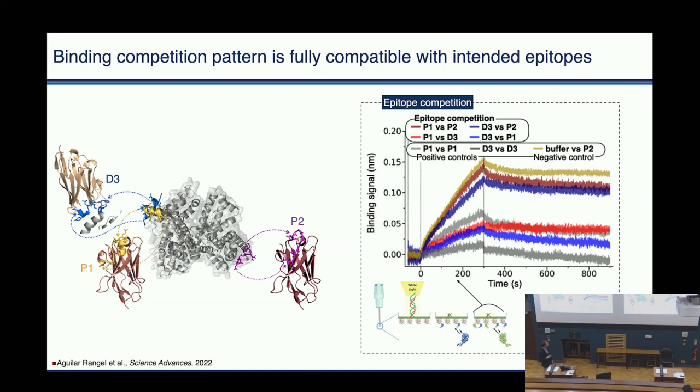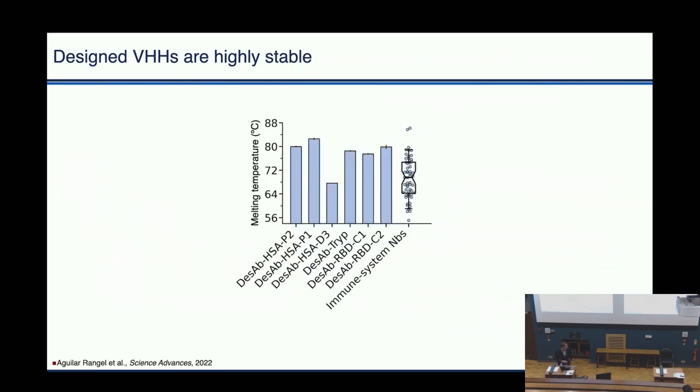The blue and red traces are similar to the positive control for competition, which is the nanobody competing with itself, while the dark red and dark blue traces are similar to the negative control for competition, which is buffer, so nothing competing with the nanobody alone. And this pattern is exactly what we would expect from the design, which confirms that we are hitting the places we designed to bind to.